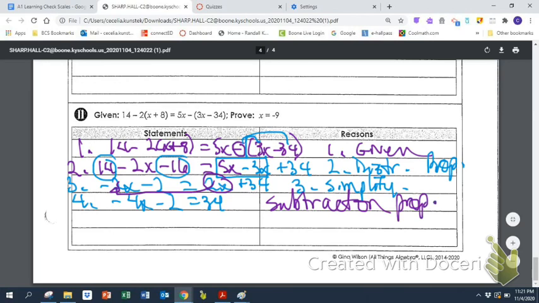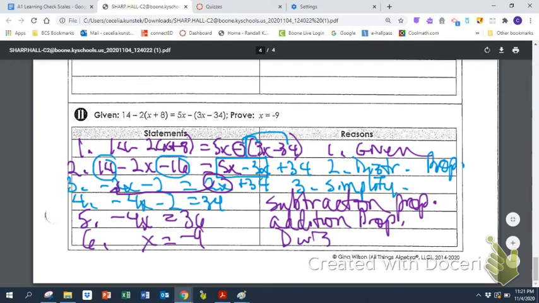Then on number 5, we've got a negative 4x is equal to 36. And how did that happen? Well, we added 2 to each side. So that's our addition property. And finally, on number 6, how did we get finally that x is equal to negative 9? Well, we divided. So that's our division property.